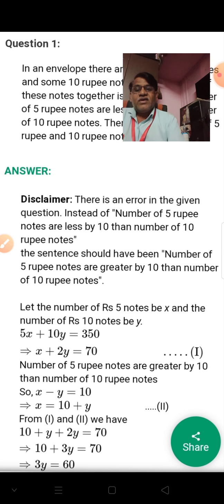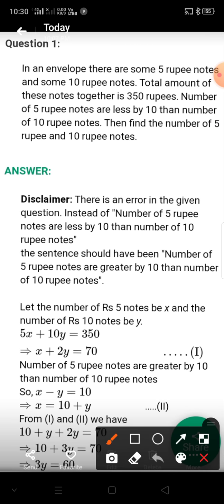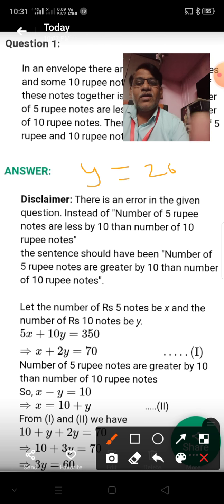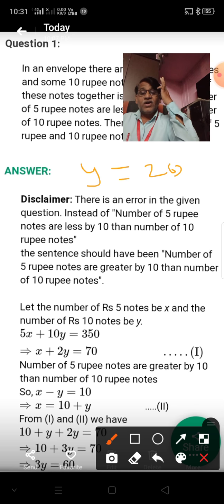It means what? y is equal to 60 by 3. So y is equal to 20. Now substitute this value of y in equation 2, then you get the value of x. It means 20 plus 10, it is 30. x is equal to 30.